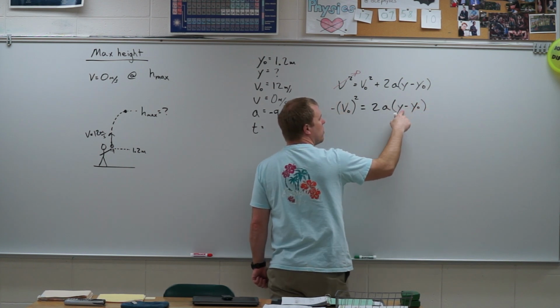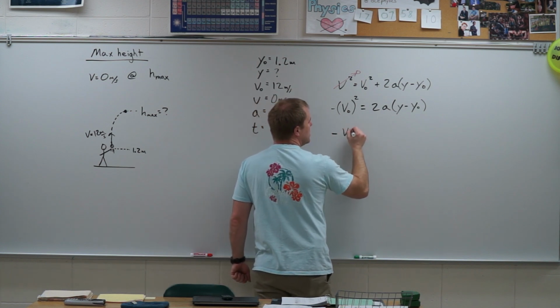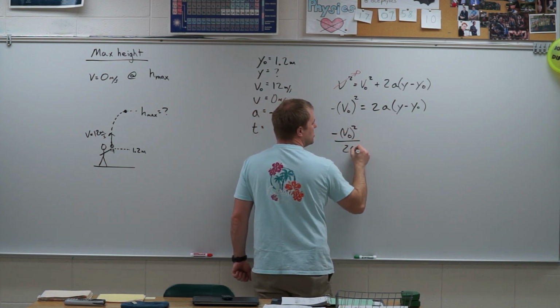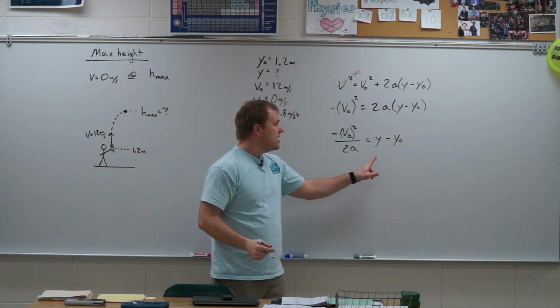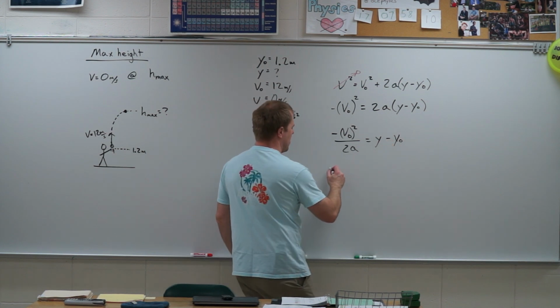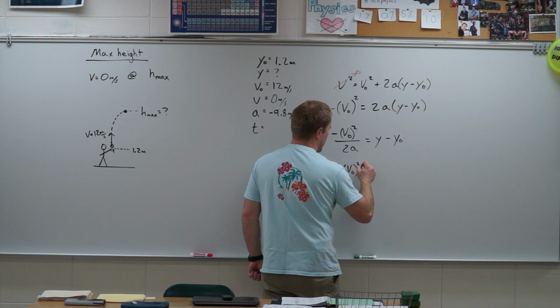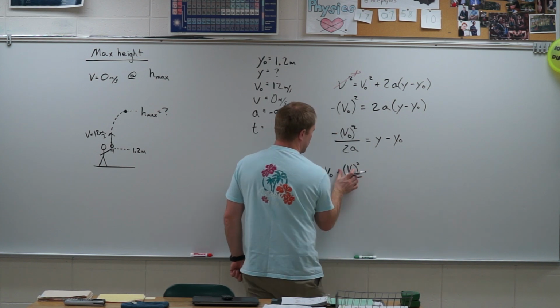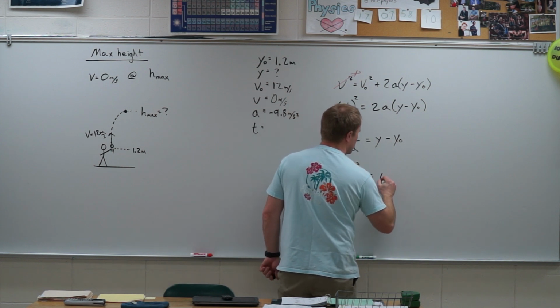I'm trying to solve for y, so I'm going to have to move that 2a over as well. So now I have negative v naught squared divided by 2a equals y minus y naught. And the last thing I need to do is take that negative y naught and add it to the other side. So now I have y naught plus v naught squared divided by minus 2a equals y.